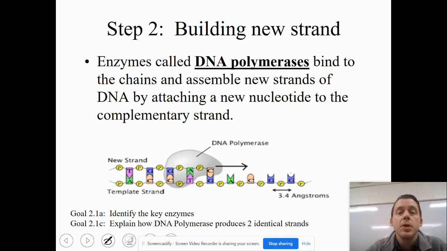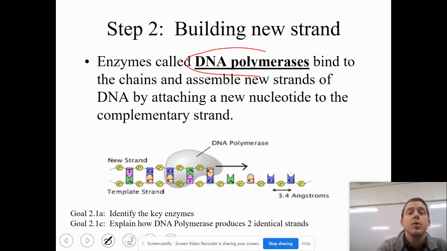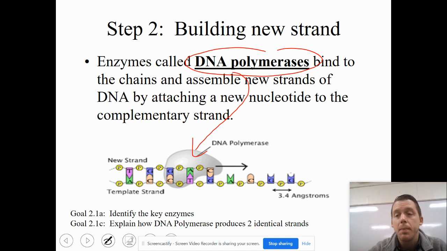Step two is going to involve an enzyme called DNA polymerase. DNA polymerase is going to synthesize a new DNA polymer. Polymerase, polymer. So DNA polymerase is going to bind to the chains of DNA that have unwound, and it is going to add in the correct base pairs.